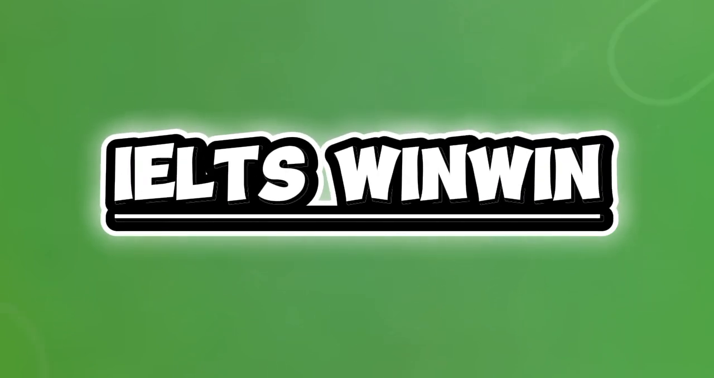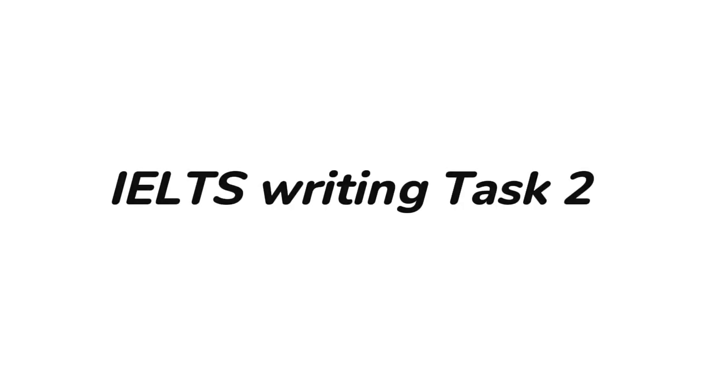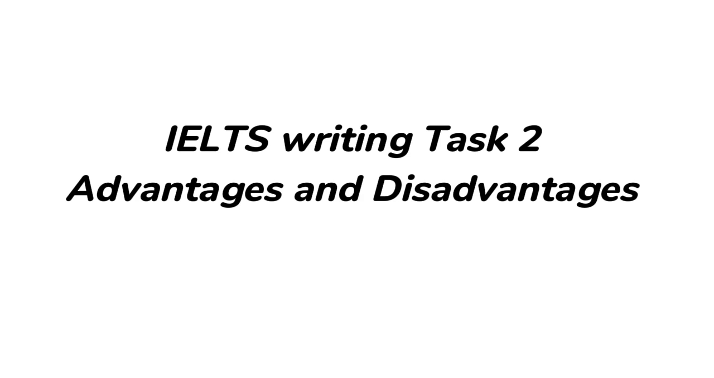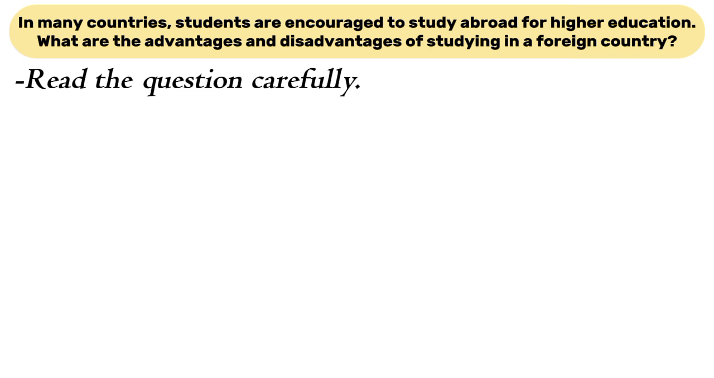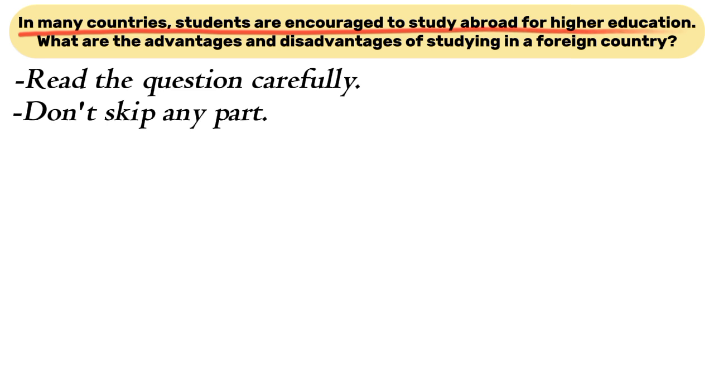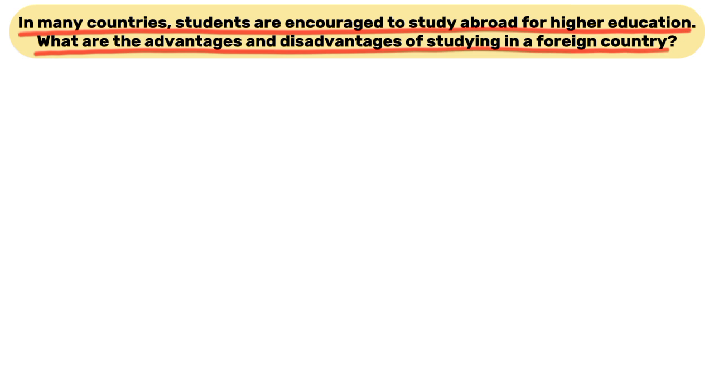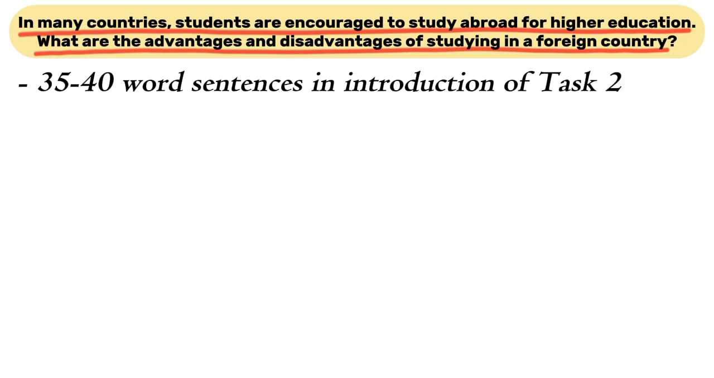Hello, it's IELTS Win-Win, and today we're discussing the IELTS Writing Task 2 Advantages and Disadvantages. So let's move to the question. At first, read the question carefully, without skipping a single line. In many countries, students are encouraged to study abroad for higher education. What are the advantages and disadvantages of studying in a foreign country? So basically, we have to write around 35 to 40 words in the introduction, which is an ideal sentence structure.